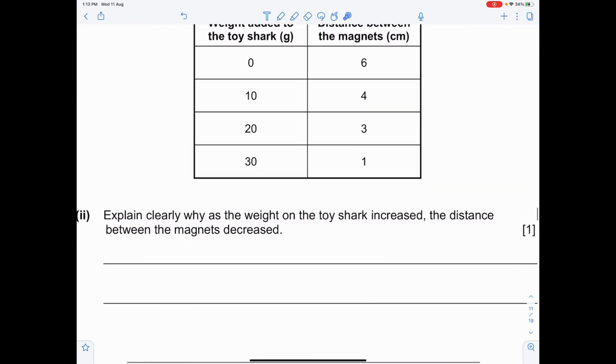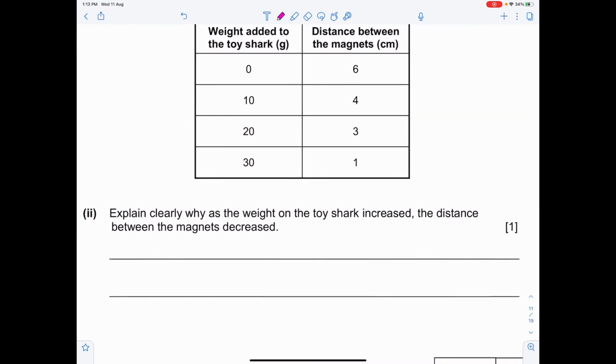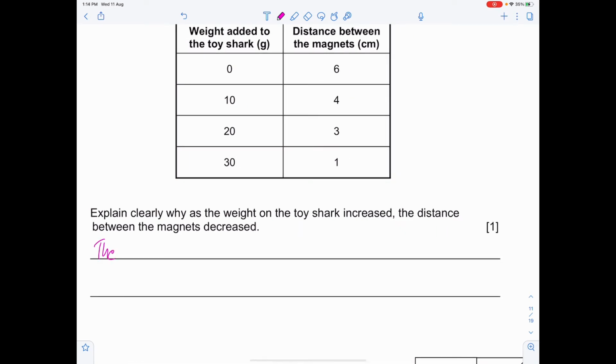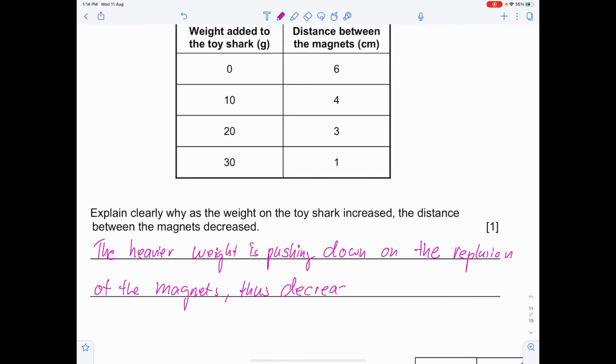So you can say that the heavier weight is pushing down on the repulsion of the magnets, thus decreasing the distance.